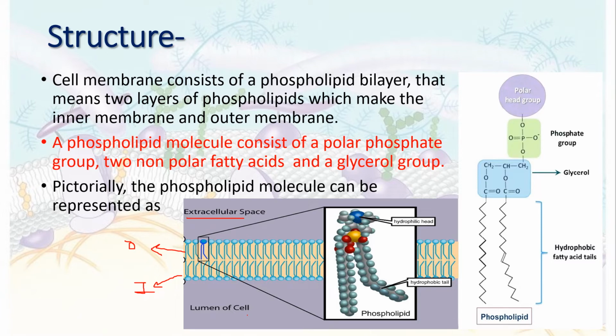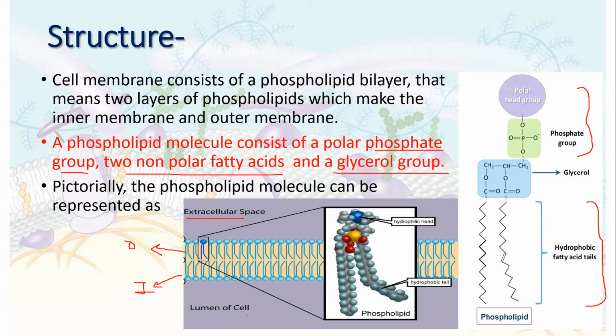A phospholipid molecule has a polar phosphate group, two non-polar fatty acids and a glycerol group. This phosphate group forms the polar head, and this forms the non-polar tail.